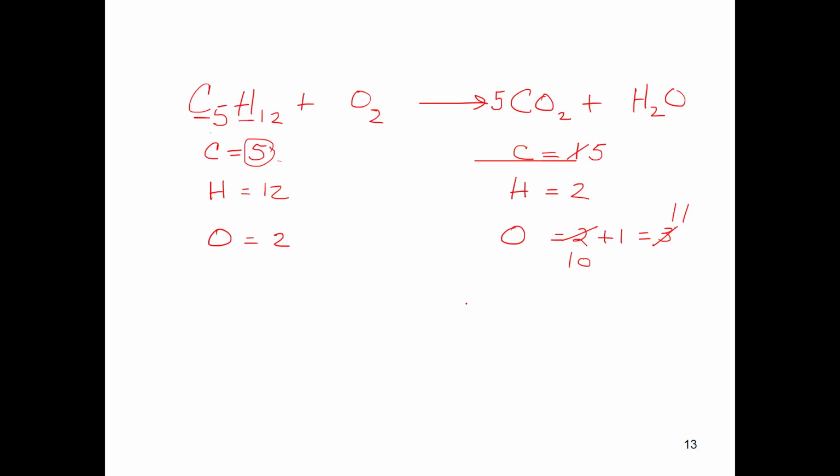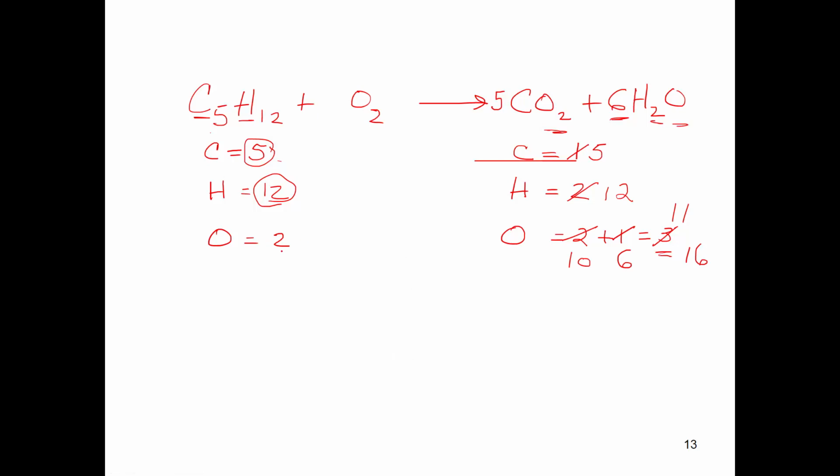Okay, now let's look at our hydrogens. We've got 12 over here, we've got 2 over here. What can I multiply by 2 to give me 12? Well, 6. Okay, if I multiply the 2 by 6, I've also got to multiply my oxygens by 6. So 6 times 2 gives me 12 hydrogens, and 6 times 1 gives me 6 oxygens. So that's a total of 16 oxygens because I have 10 here and 6 here.